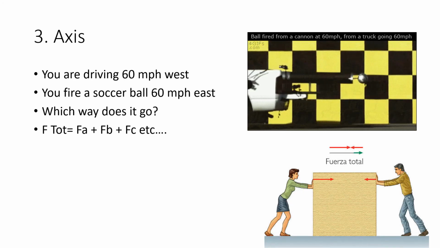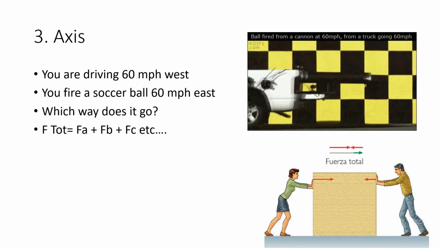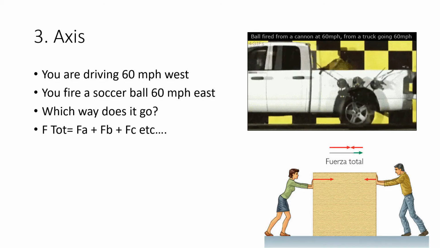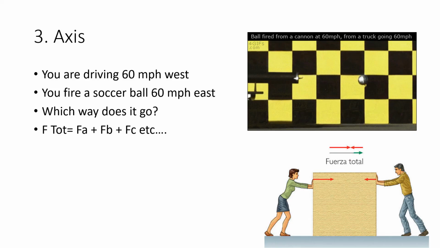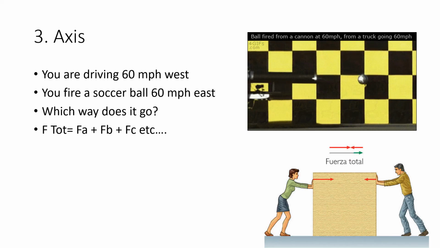We're now going to move on to a concept called axis, or determining the overall net force of conduction of the heart. Remember in the beginning of the lecture, we said if you're driving 60 miles an hour to the west and firing a soccer ball 60 miles an hour east, the ball will drop straight down. That's because the net total force of something is equal to all the forces acting together. So force of A plus B plus C.